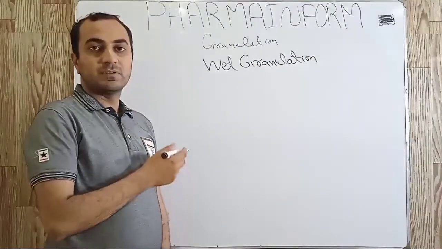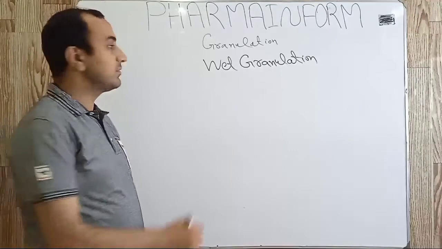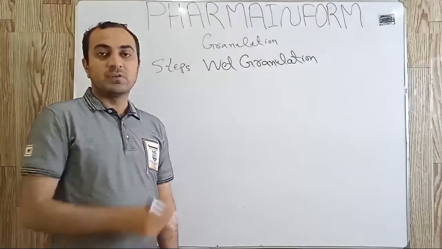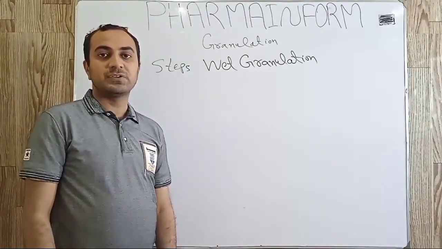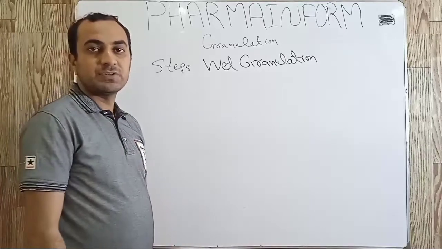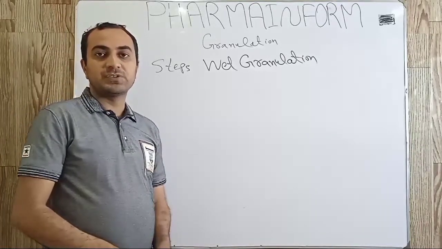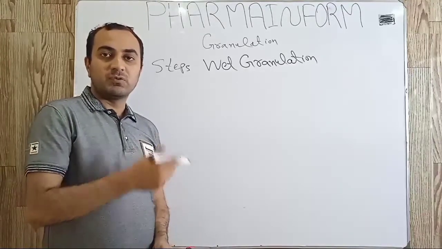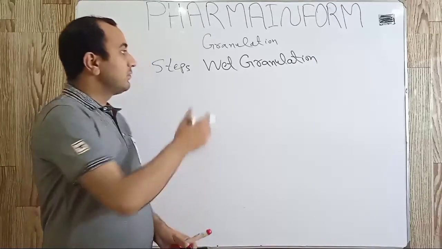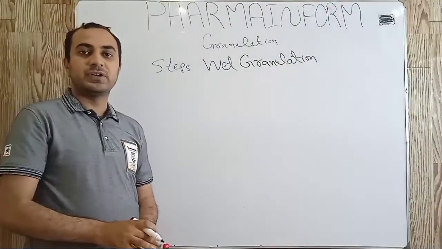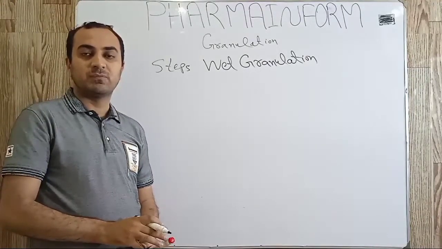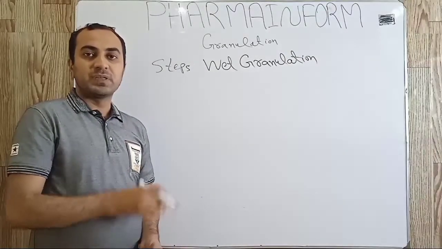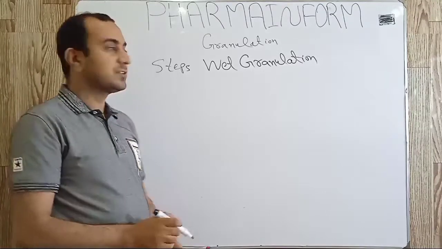Wet granulation, basically we will discuss steps of wet granulation. In the last video we learned about wet granulation. What is wet granulation? A brief overview is that wet granulation is the process or type of granulation in which we convert fine powders into agglomerates or granules by using solvent. We use the wet granulation method for those products which are not degraded by heat or moisture. So we use the wet granulation method for those products. Now today we will discuss different steps of wet granulation.